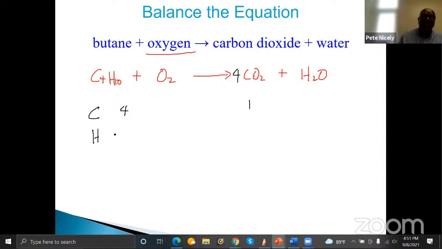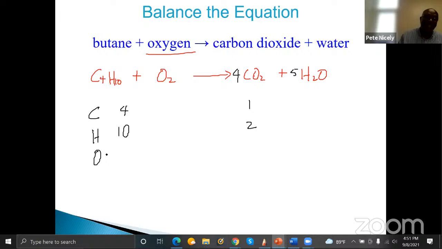How many hydrogens do we have on the left side? 10. And how many do we have on the right side? 2. Okay, so how would you balance the hydrogens in this case? Make the coefficient of water 5. Okay, so we're going to put a 5 as a coefficient for H2O. Very good.